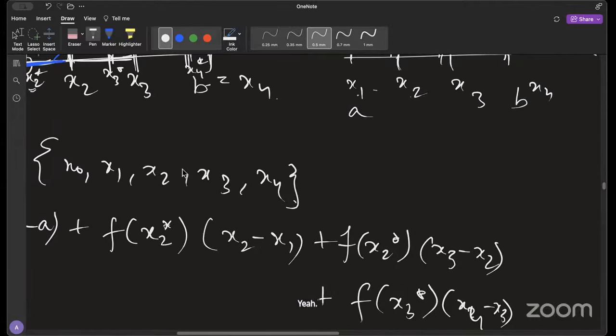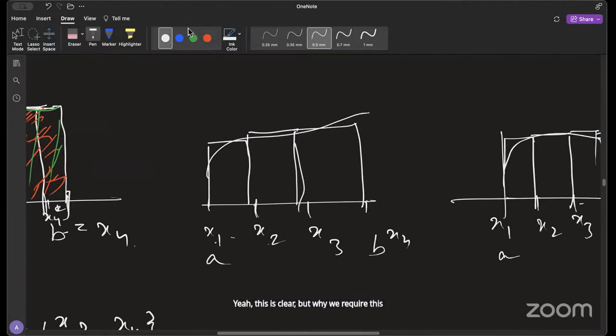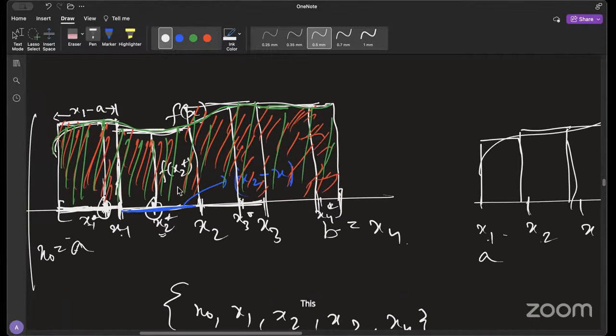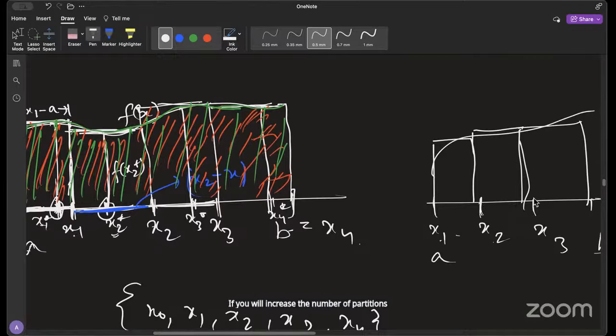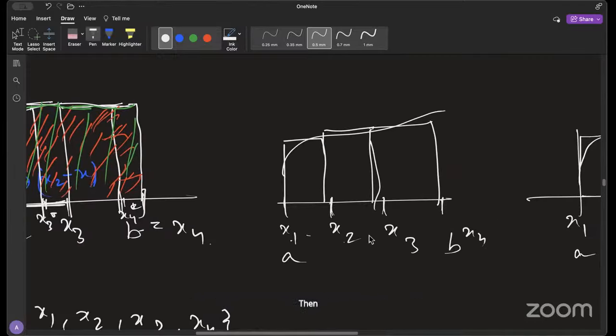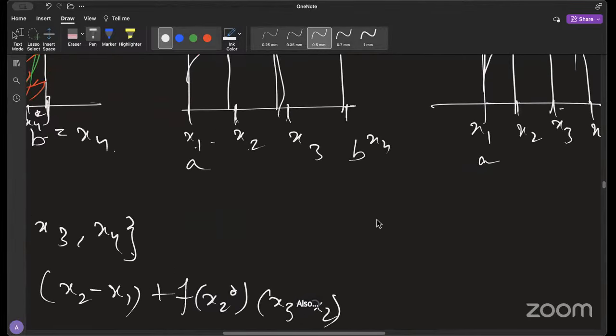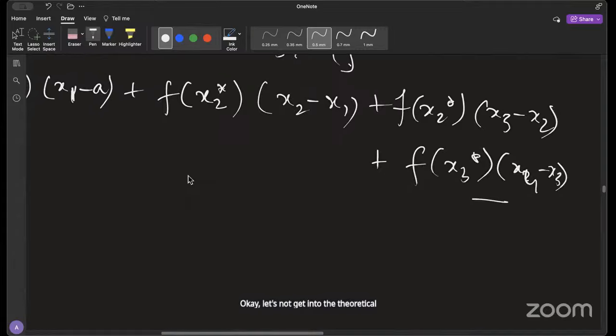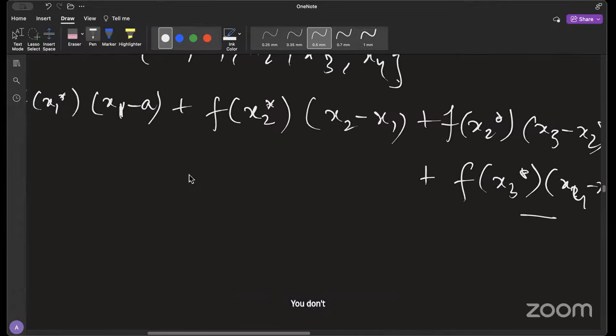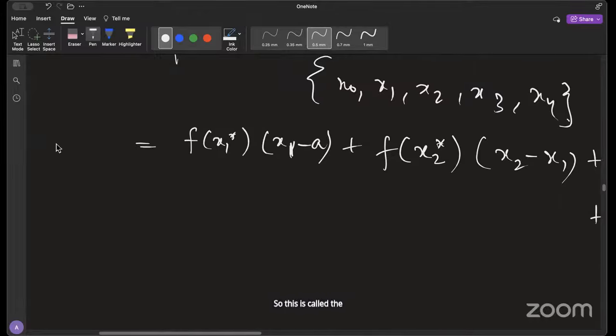Yeah, this is clear now, but why do we require the area of that graph and the curve? This is simply a way to find the area under a given curve. And the Riemann sum, by the way, does not give you the exact area. It just gives you the approximation. If you increase the number of partitions, your area will become closer. Let's not get into the theoretical part because you don't need that. So this is called the Riemann sum.